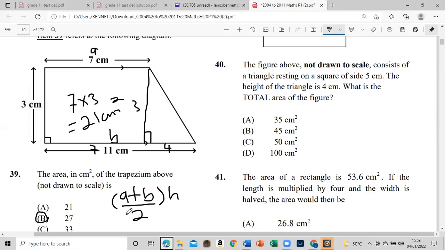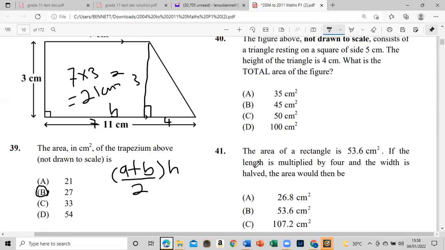We could do it the hard way. I want to do it the primary way. So 7 plus 11, that's 18. So you have 7 plus 11 times by 3. Work out the bracket first: 7 plus 11 is 18, 18 divided by 2 is 9, times 3. Whichever way you work it out is the same thing.